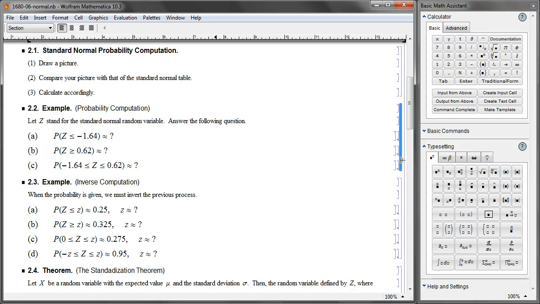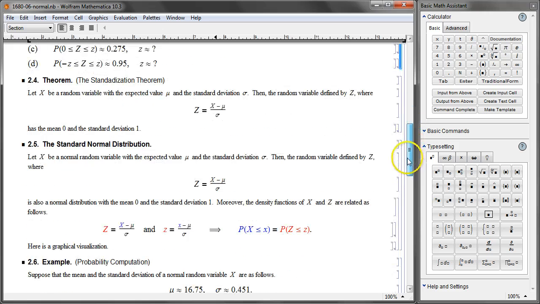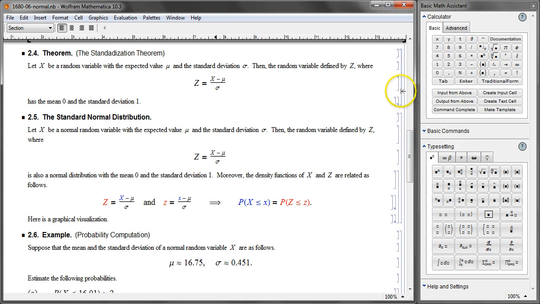Type 1, finding out the probabilities when the z-scores are given. Type 2, vice versa, finding out the z-scores when the probabilities are given. Now, we will continue our discussion about these two types, forward and backward, this time for arbitrary normal random variable.